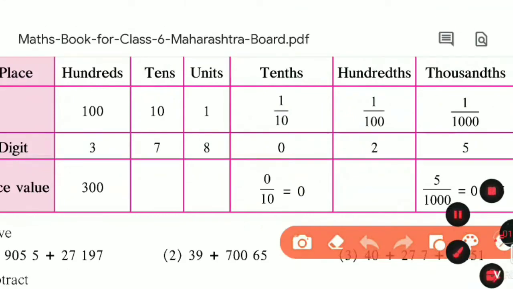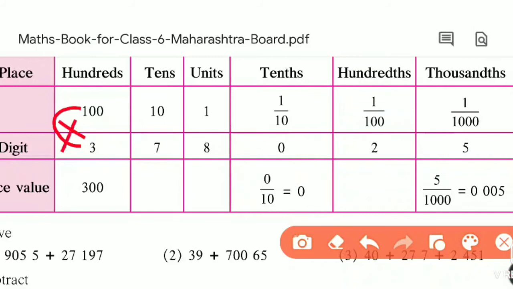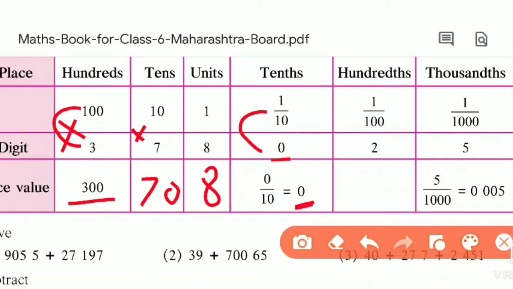Now we will see the place value of the particular digits. 3 is present at which place? Hundreds place. So 3 into 100 is equal to 300, the place value of this. 7 into 10 is equal to 70. 8 into 1 is equal to 8. Now we come to the tenths place, and the number present there is 0, and 0 divided by any number is equal to 0 only.